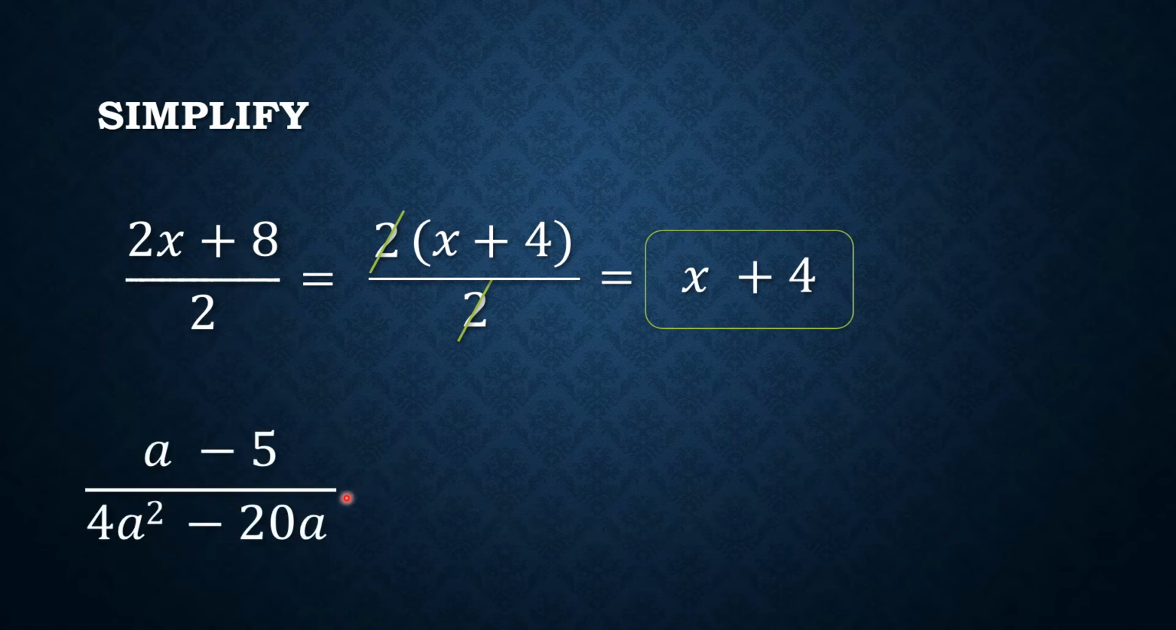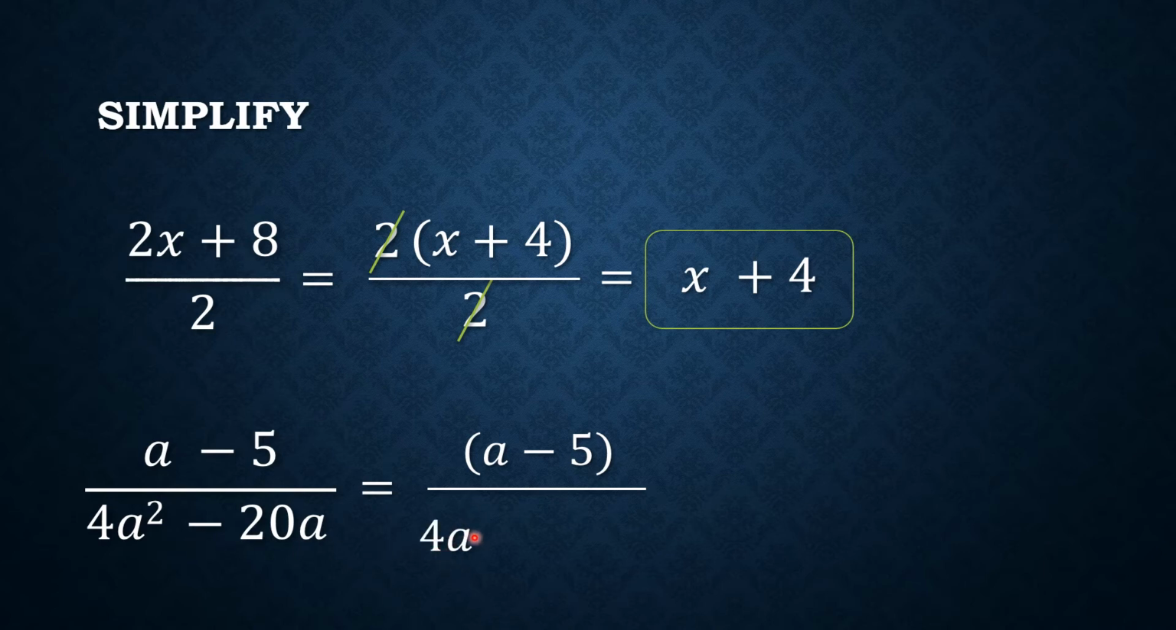For this example, suppose we want to simplify a minus 5 all over 4a squared minus 20a. Again, factor the numerator and the denominator. However, ang numerator, hindi na natin kaya pang i-factor yan. So, as is lang, sulat lang, a minus 5. But notice that the denominator has the greatest common factor of 4a.